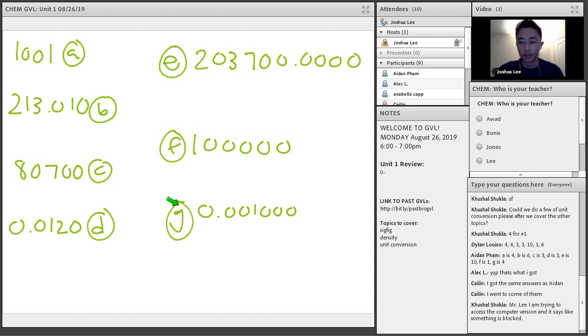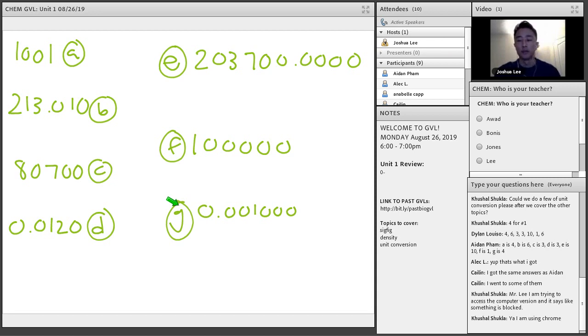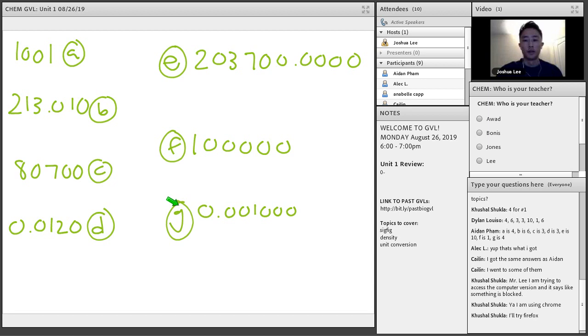I'm trying to access the computer version. It says something is blocked. You might need to download a plugin, but also Chrome is not the best. I use Chrome for everything except this. I use Firefox for GBLs. For some reason, it works better. And you might need to allow a plugin or something.